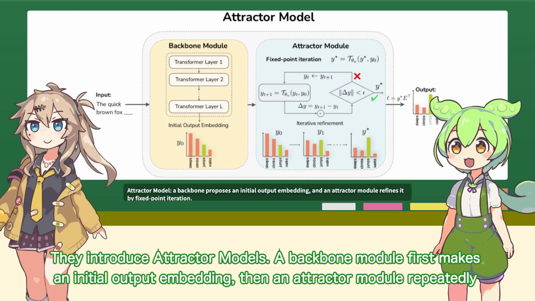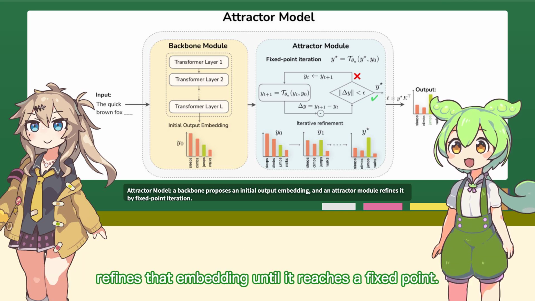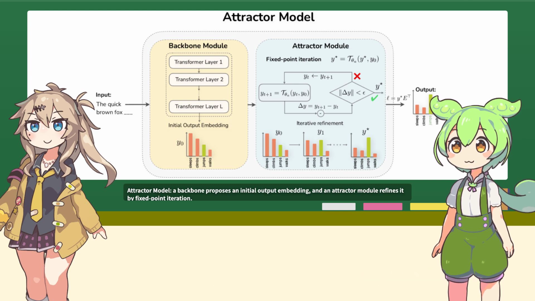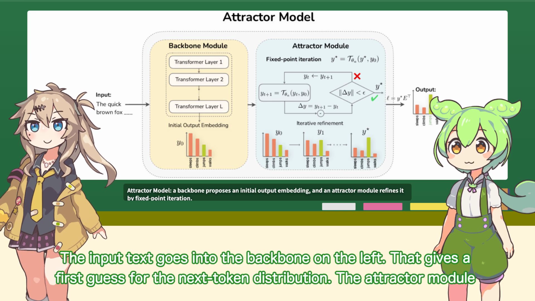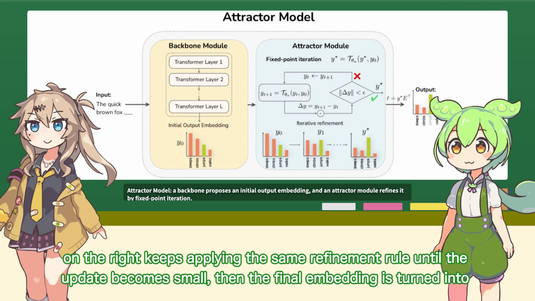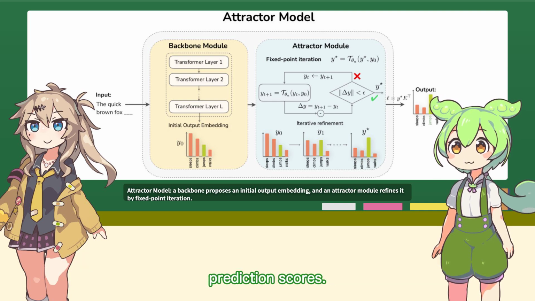They introduce attractor models. A backbone module first makes an initial output embedding. Then an attractor module repeatedly refines that embedding until it reaches a fixed point. On this diagram, what should I follow from left to right? The input text goes into the backbone on the left. That gives a first guess for the next token distribution. The attractor module on the right keeps applying the same refinement tool until the update becomes small. Then the final embedding is turned into prediction scores.